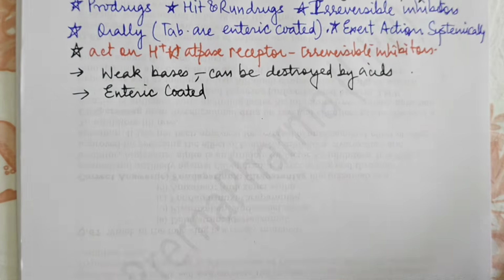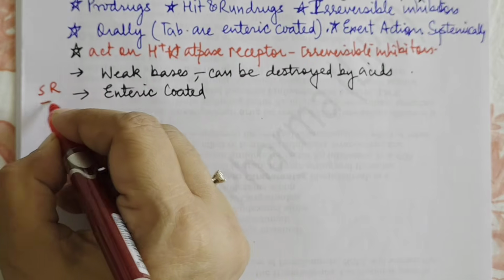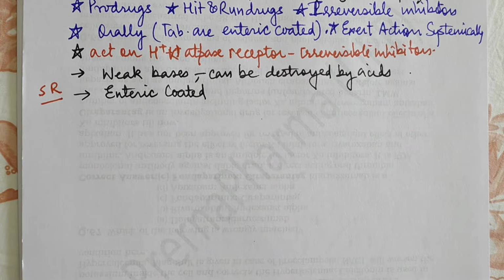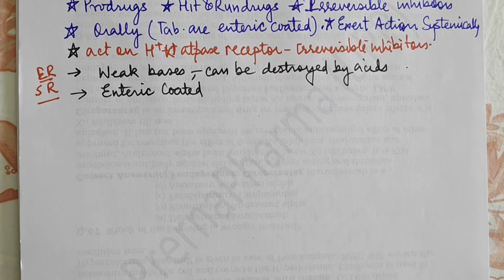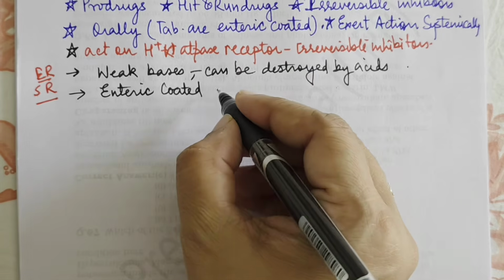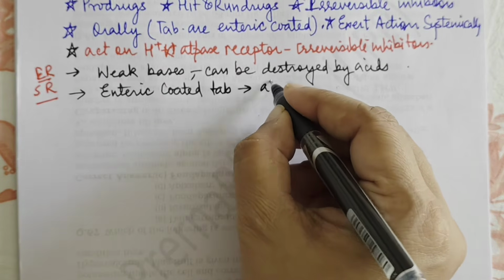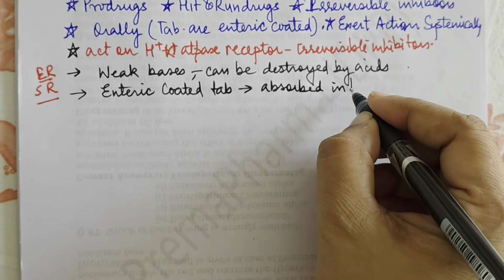Whenever you must have seen the medicines, they are usually sustained release. It is written sustained release, or it is written extended release. So what does that mean? Sustained release or extended release means these drugs are going to have a longer duration of action, and they are going to be released slowly in the intestine. Now enteric coated tablets are taken, they are absorbed in the intestine.